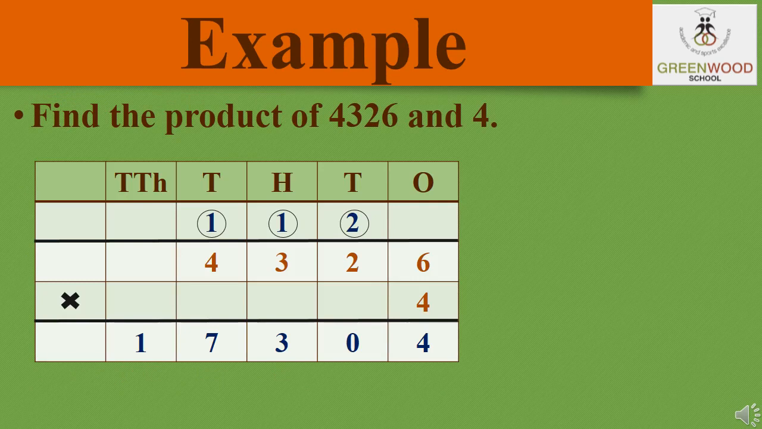4326 and 4. Now, as usual, multiplication also starts from ones place. So first we'll multiply 4 into 6. That is 4 6s are 24. So 24 is a 2-digit number. So 4 we will write down while the 2 will go on the tens head.